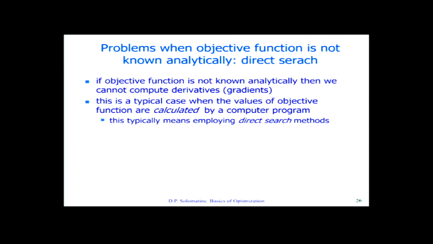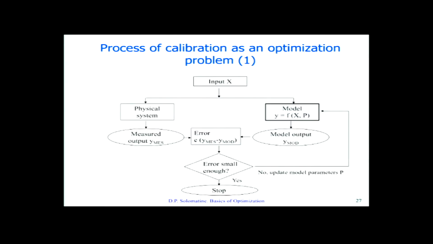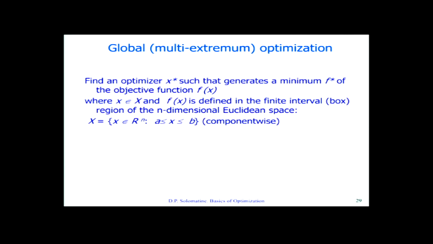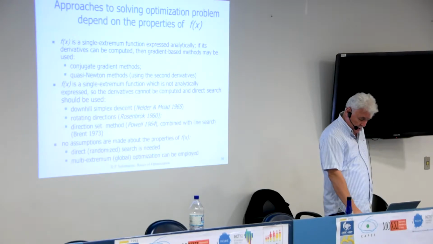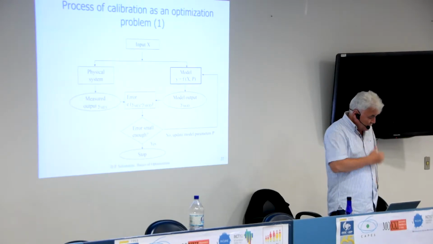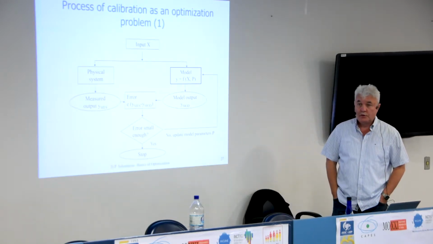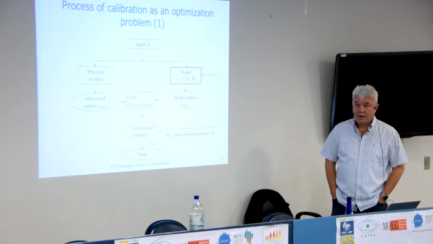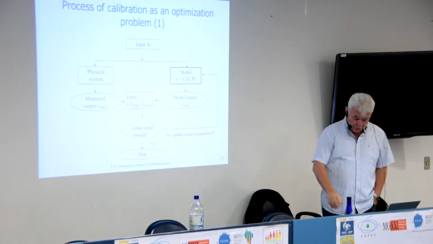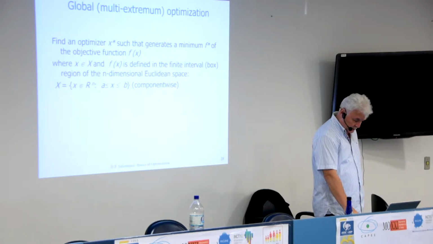So these methods are called direct search methods when you don't have an analytical description, or often we use a randomized search. So now let's look at the process of calibration of a problem. Yes. Let me see. So maybe we'll do it after we discuss this. So let's return back to this in a second.